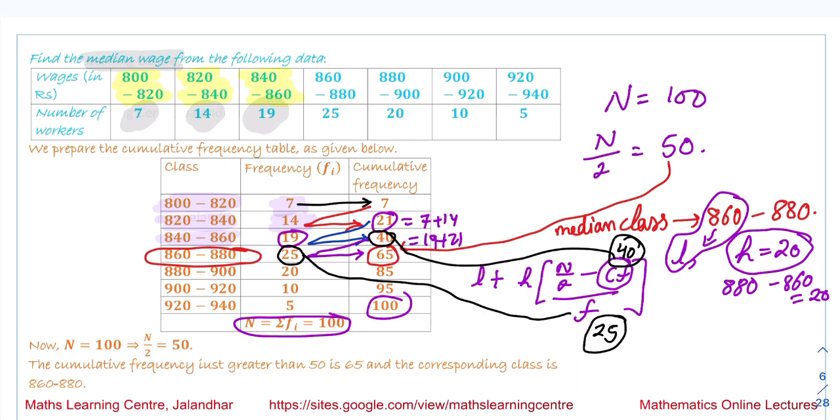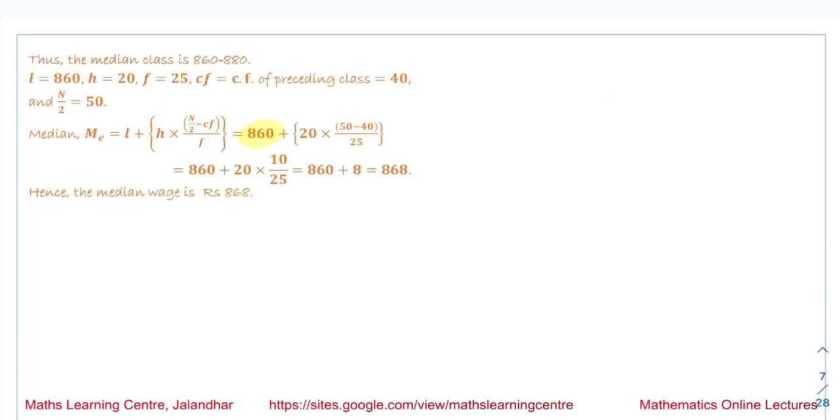The answer we will obtain is 860. This is the value of L. Then H is 20. Then it is 50 minus 40 over 25. Now how we are going to solve this is, first of all we are going to solve this bracket. The answer we obtain is 10.